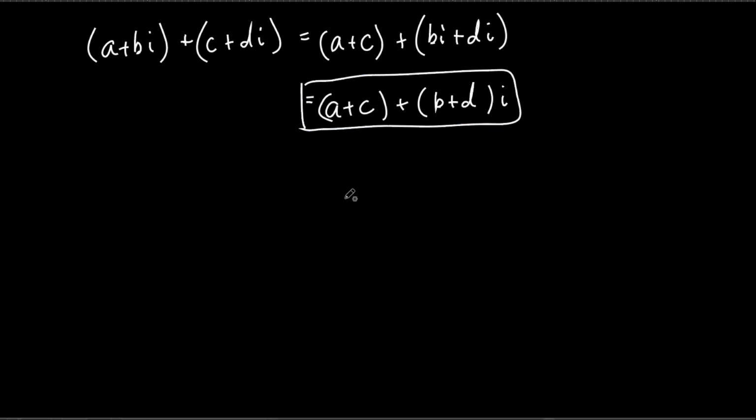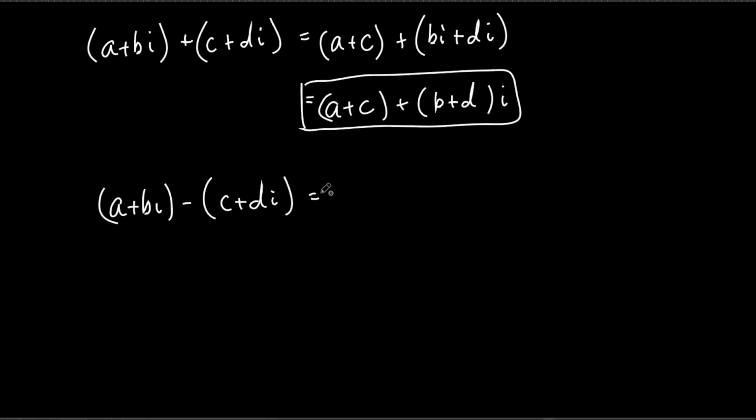We're going to do an example in a second, all right? But let's do a subtraction, all right? We did addition. Let's do subtraction. We're going to use the same exact letters. So it's a plus bi, but this time we're going to subtract c plus di.